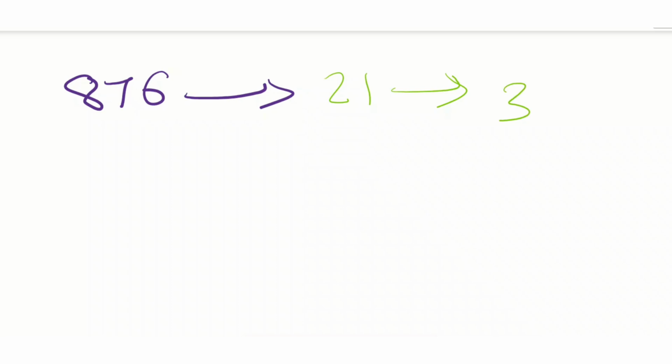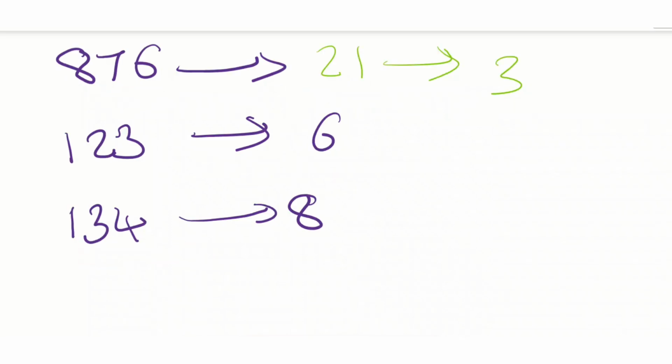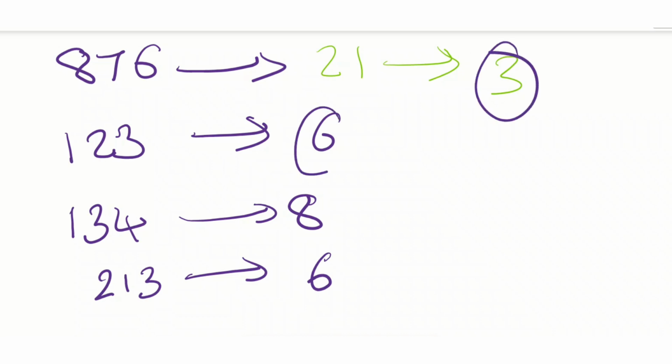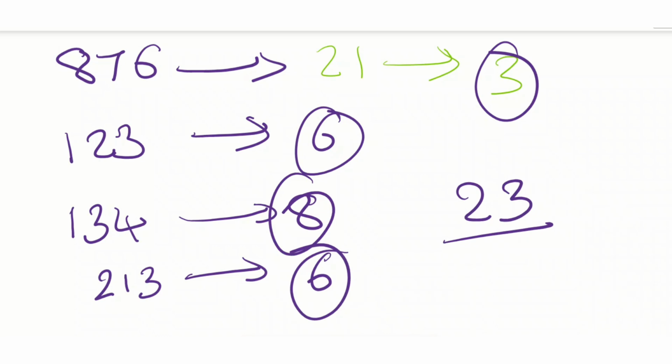Now let's check whether it is correct or not using our Navashesh trick. The Navashesh of 876 is 821, which gives us 2 plus 1, 3. Next, we have 123, 1 plus 2, 3, 3 plus 3, 6. Then we have 134, which gives us 8. And lastly, we have 213, which gives us, again, 6. Adding these together, we have 3 plus 6 plus 8 plus 6. We get 23. 23 gives us 5 when we find its Navashesh.